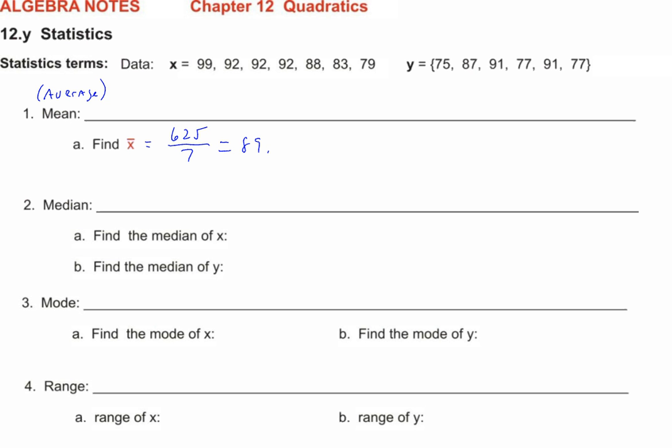And what do we usually round to? Does it end at 28? No. All right, so when we usually round to one decimal place, right? So 89.3. Listen, I'm going to remind you of pre-algebra.